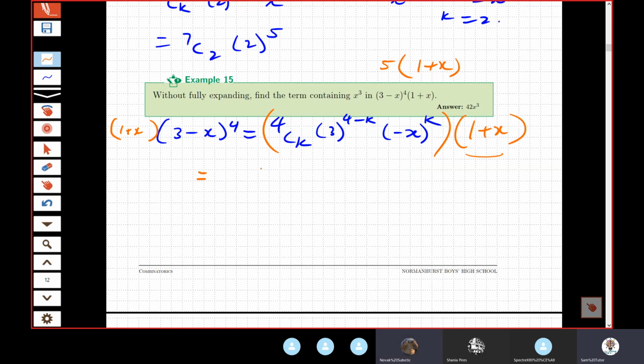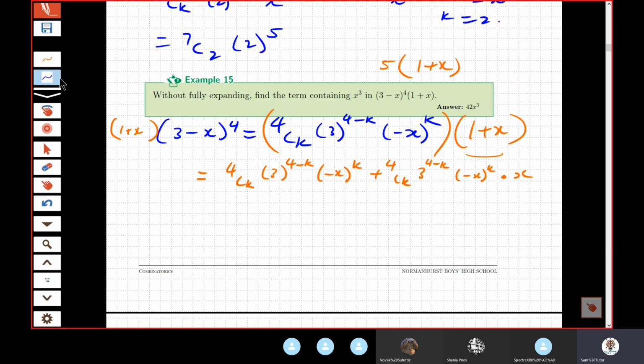Oh, so would it be 4 choose? Wouldn't it be the whole thing times 1? Yes. And then plus the whole thing times x. Yes. There we go. You see it now. It's just this whole thing is a massive 5. So 5 times 1 plus 4 choose k, 3 to the power of 4 minus k, negative x to the power of k times x. Good. We see it now.